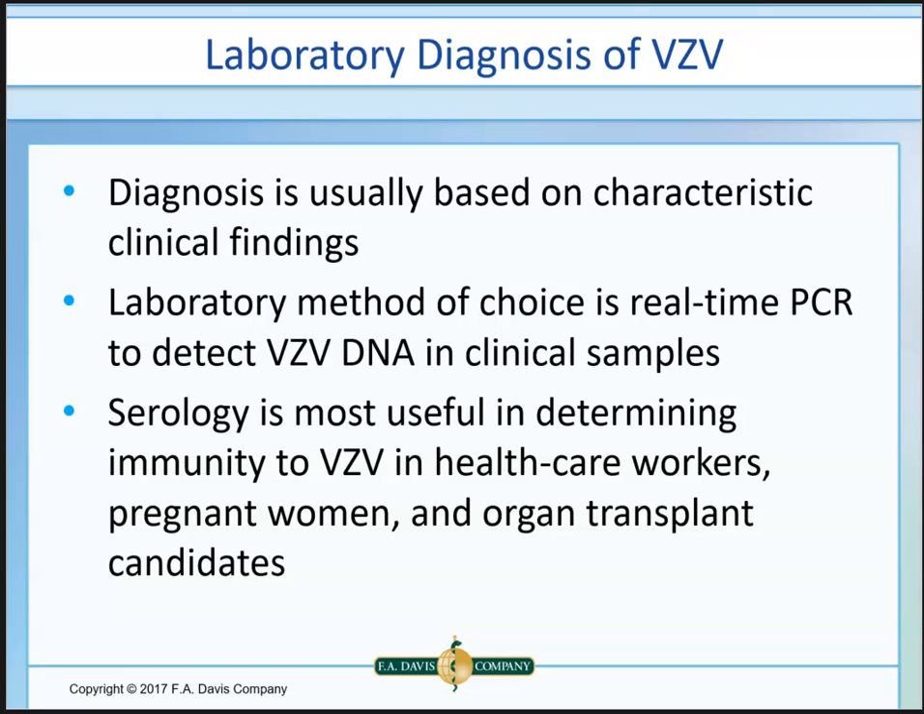So to diagnose it, you usually go by the clinical findings. You can do real-time PCR. Serological methods are used, but the reason we only really do that is to make sure that people have immunity to it. So if you're dealing with people that have shingles or chickenpox, you have immunity so you don't get it. Also, like in organ transplant patients. So that's something that we're going to have to check on you before you actually do your clinicals.